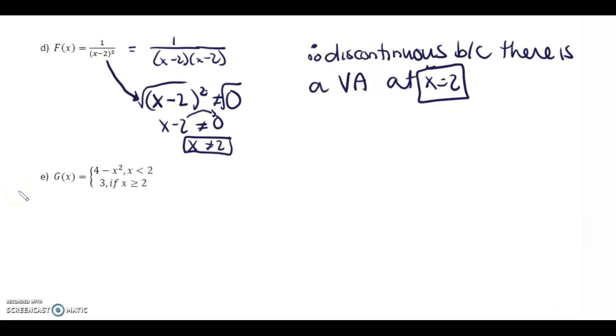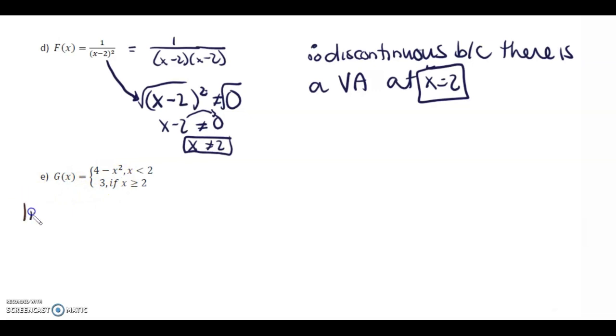Okay, E. So let's take a look algebraically at a piecewise function. So this time I'm going to talk about it, but I'm not going to be graphing this. So g at x equals 4 minus x squared when x is less than 2, and then 3 if x is greater than or equal to 2. Oh, I'm so tempted to graph this. So what we have to do is take a look for continuity.